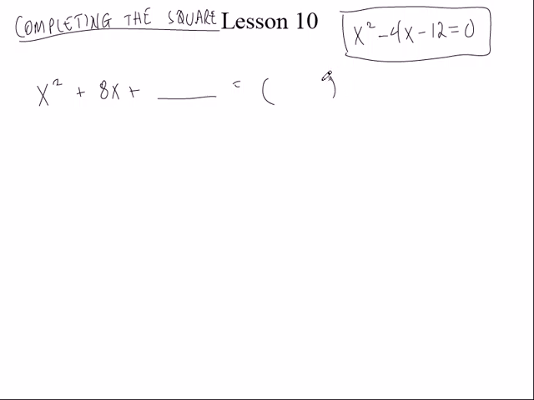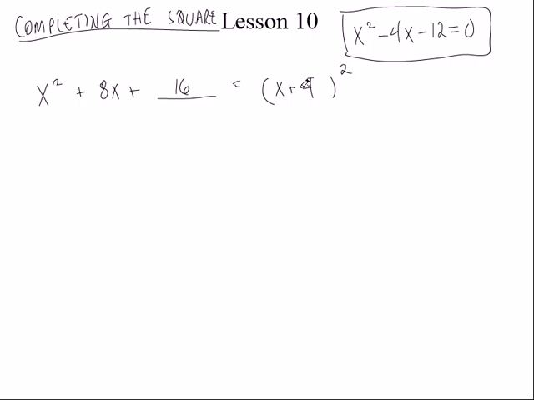When I say a perfect square, what I mean is this. I want something in parentheses. I want x plus something squared. Okay? So what goes in here? Half of this is 4, and then square it is 16. Do you see it? So now I've made this into a perfect square. What's going to be this thing right here then? This is going to be x plus 4.